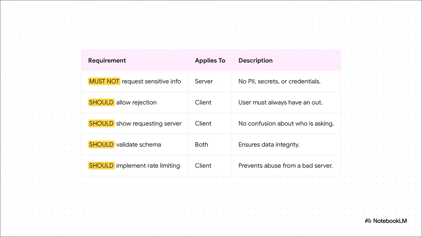This table lays out the other key rules of the road. Your app should always let you say no or just cancel the request. It should always tell you exactly which AI is asking for the info. And it should have things like rate limiting to prevent a buggy or even malicious AI from just spamming you with requests. It's all about keeping you safe and in control.